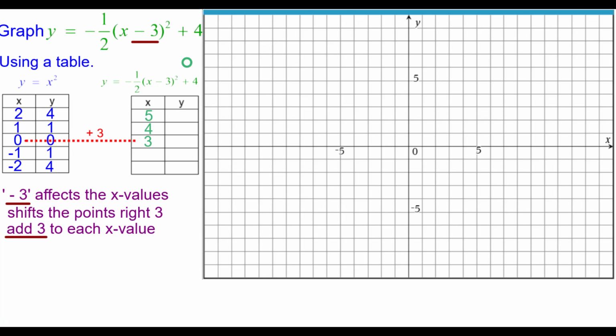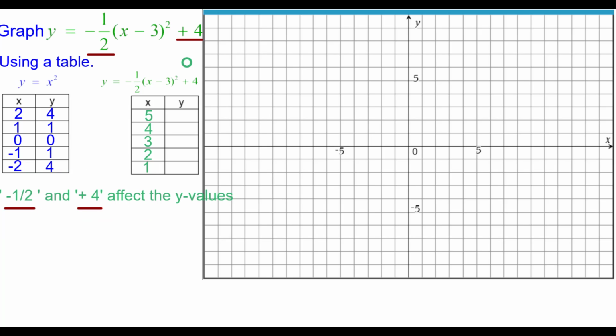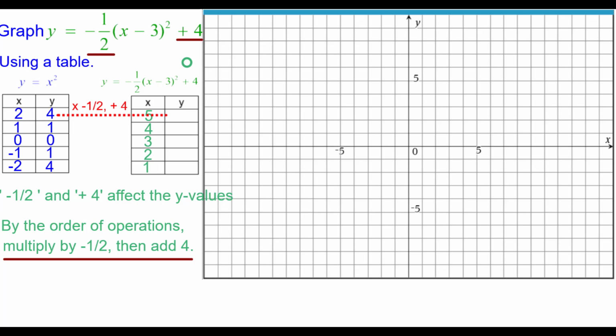And so the next ones will be 0 plus 3 is 3, -1 plus 3 is 2, -2 plus 3 is 1. So those are our x coordinates. The other two parameters affect the y values. By the order of operations, we do the multiplication by -1/2 first, and addition and subtraction second, so then we add 4. Doing that with each y value, 4 times -1/2 is -2, plus 4 is +2. You can see how it's calculated right here.